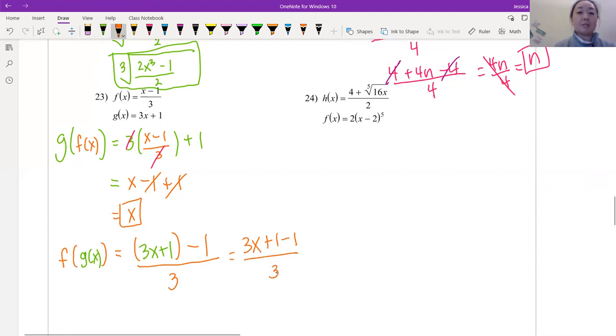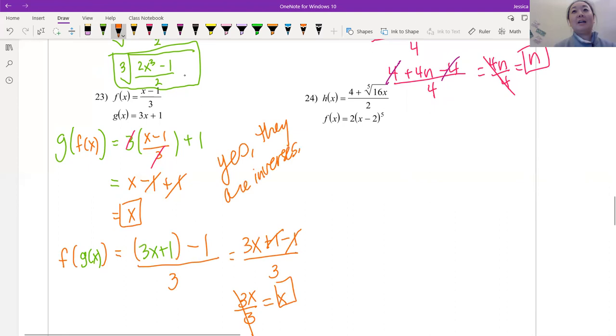And notice, before we can cancel out the 3's, you have to notice, oh, yeah, these actually cancel out. Okay, got to get rid of all that first. Then we have 3x over 3, and the 3's cancel out, and all we have left is x. So yes, definitely, they are inverses.